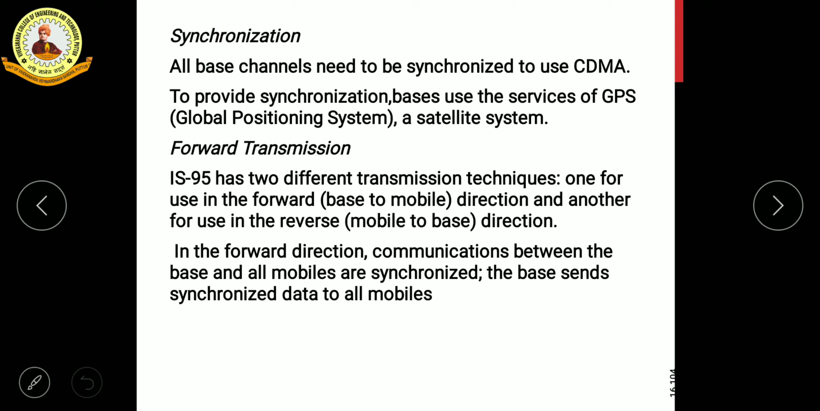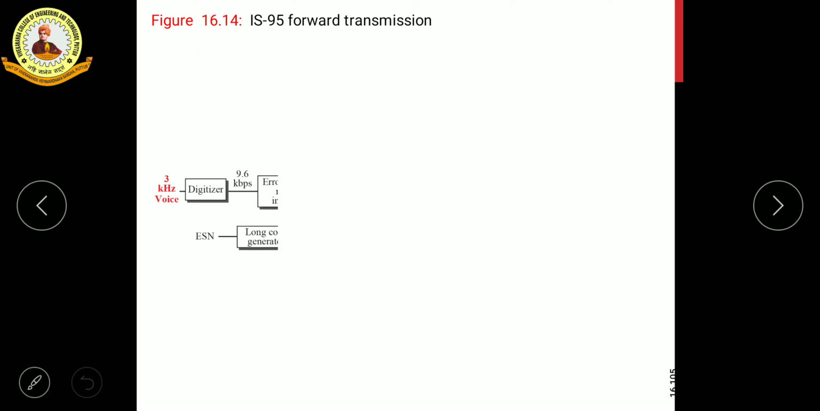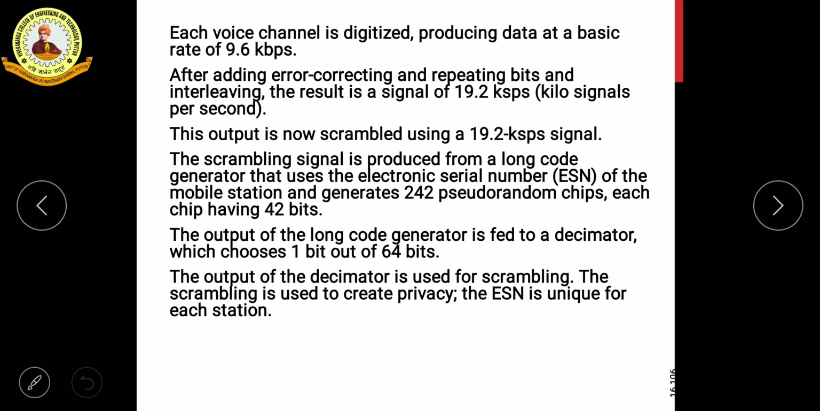Then what are forward transmissions? Transmission has two different techniques, one for forward and another for reverse. We have already discussed this. So in the forward direction, communication between the base and all the mobiles is synchronized. Similarly with reverse. Okay, this is the figure, not so important.